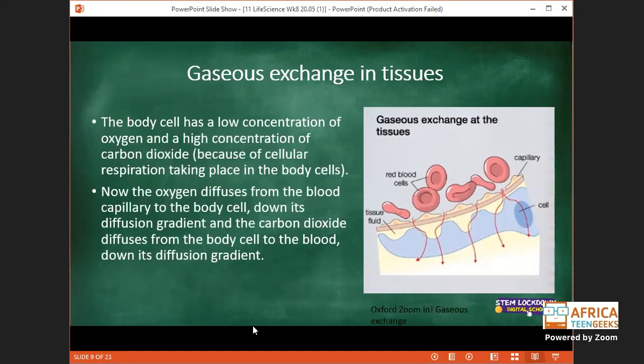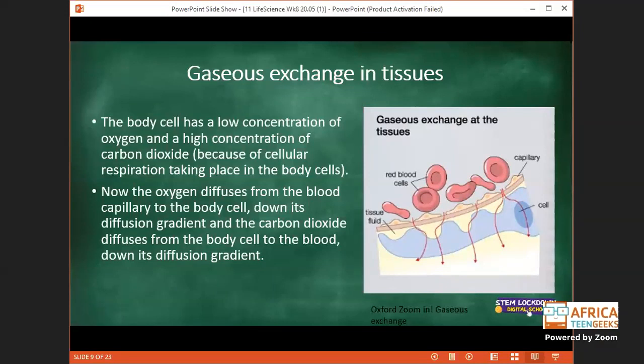Okay, so now let us look at the gaseous exchange in tissues, right? So now remember, once the oxygen is moving through our capillaries and it went to the heart and it is pumped out to our body cells, this is the part that we're looking at. How is the oxygen transferred to our body cells, right, in order for cellular respiration to take place?